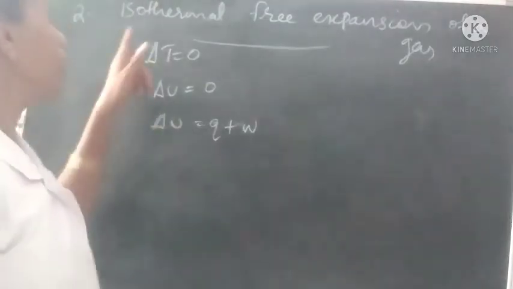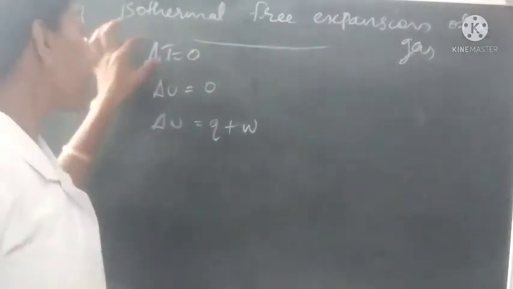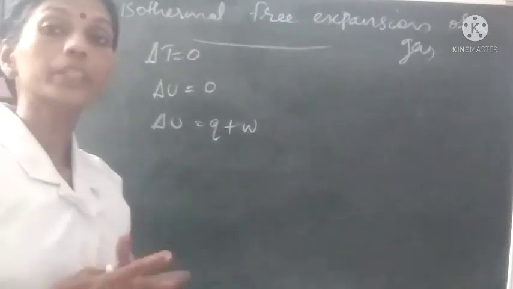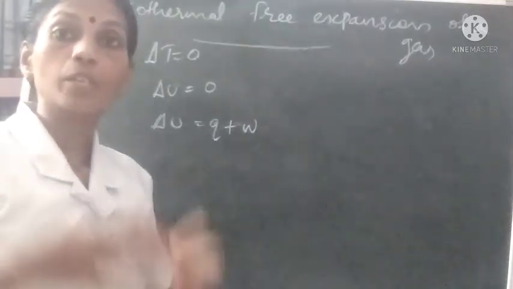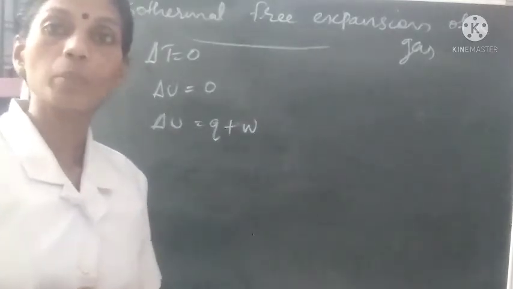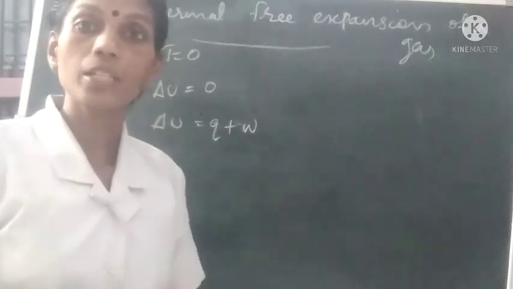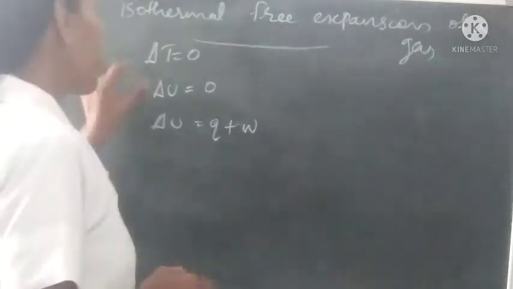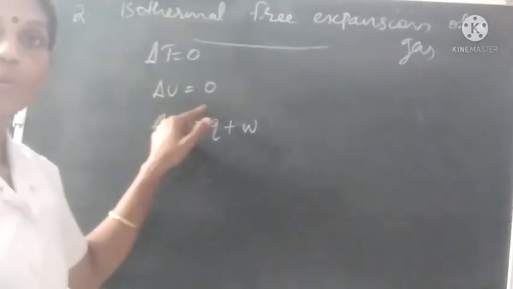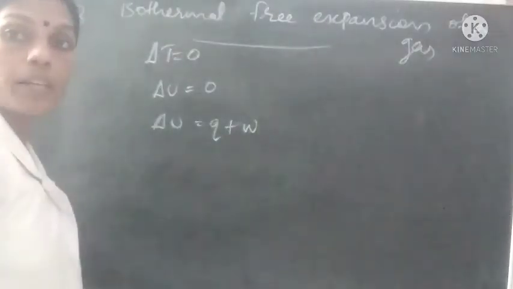For example, consider the isothermal free expansion of a gas. Isothermal means the temperature remains the same. That is, delta T should be 0. The change in temperature will be 0, isn't it? And if there is no change in temperature, the change in internal energy also will be 0. So we can write delta T will be 0 for an isothermal process, and as a result delta U also will be 0. Then free expansion means the expansion against vacuum.